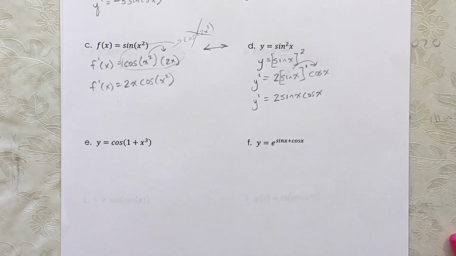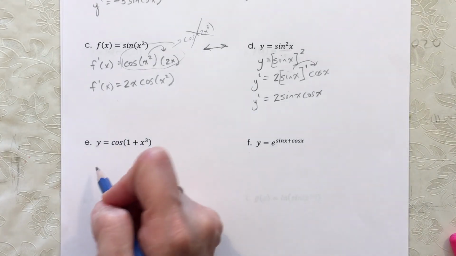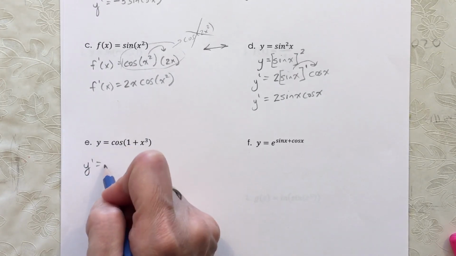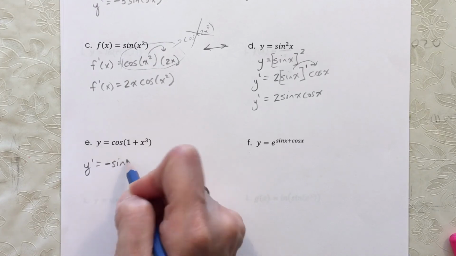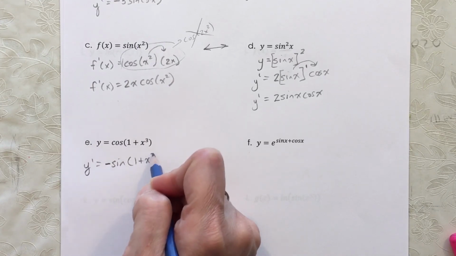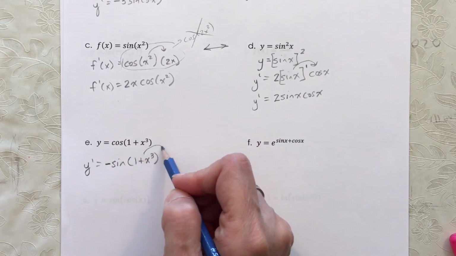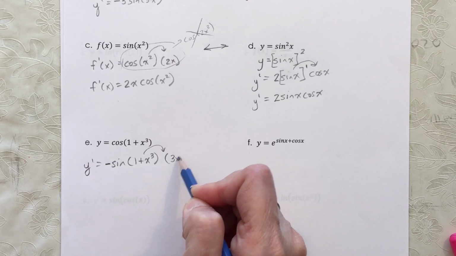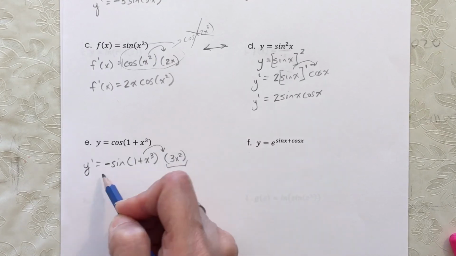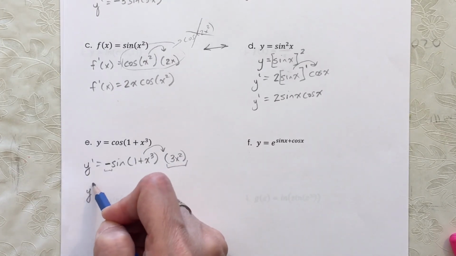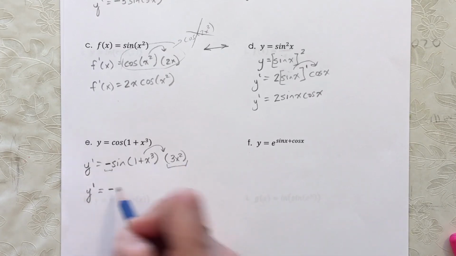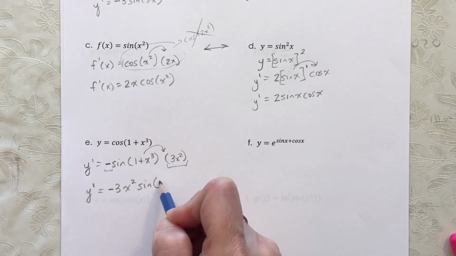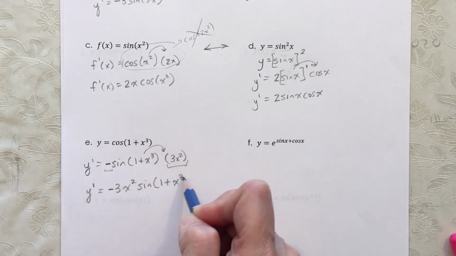y equals the cos of 1 plus x cubed. So y prime, so it's a cos, so the derivative of cos is negative sine of 1 plus x cubed. And then we multiply that by the derivative of 1 plus x cubed, which is 3x squared. And then we're going to multiply the 3x squared and the negative 1 and put it out front. So y prime is going to be negative 3x squared times the sine of 1 plus x cubed.